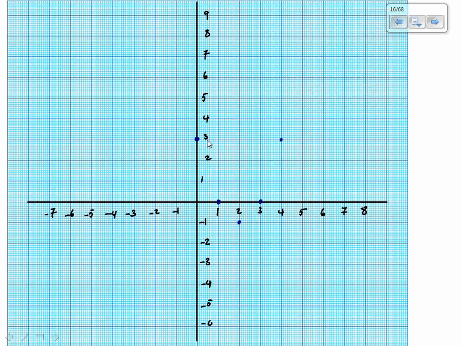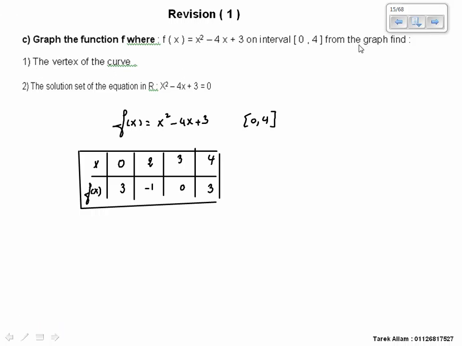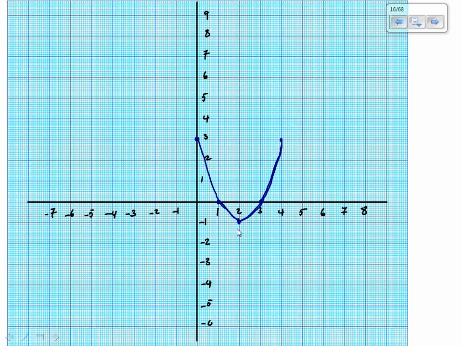And I will connect these points carefully. Very well. So the graph will be in this shape, like this one. It's a second degree curve. Then I want to answer the question. It says: from the graph, find the vertex of the curve. So the vertex of the curve from the graph is this point. The coordinates of this point are 2 and negative 1. So the vertex is (2, −1).